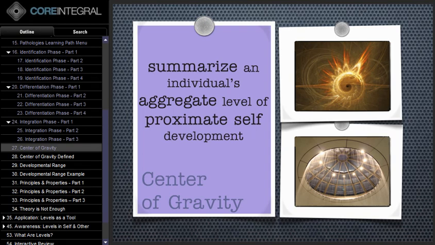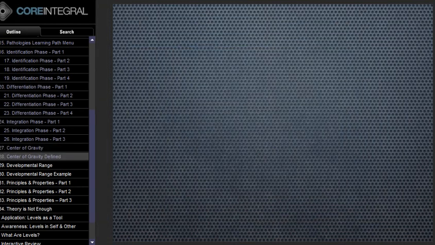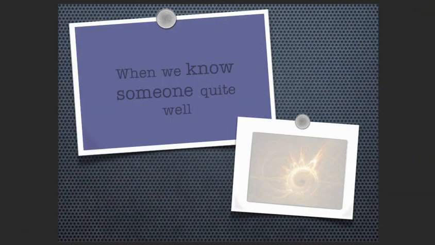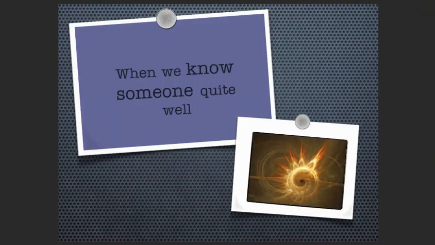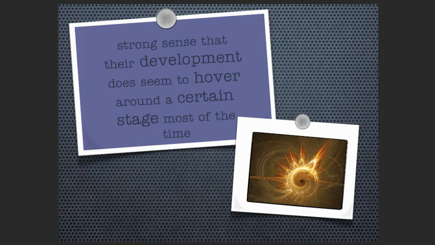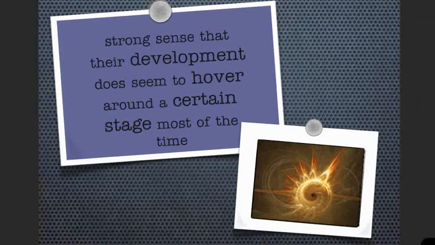Despite our tendency to do so, an individual shouldn't be pegged as being at a single level. With levels existing as probability waves, even at the macro scale, developmental expression is just not precisely located at a single position. However, it is interesting to note that when you know someone quite well, you get a strong sense that their development does seem to hover around a certain stage most of the time. Center of gravity is used to describe this place.